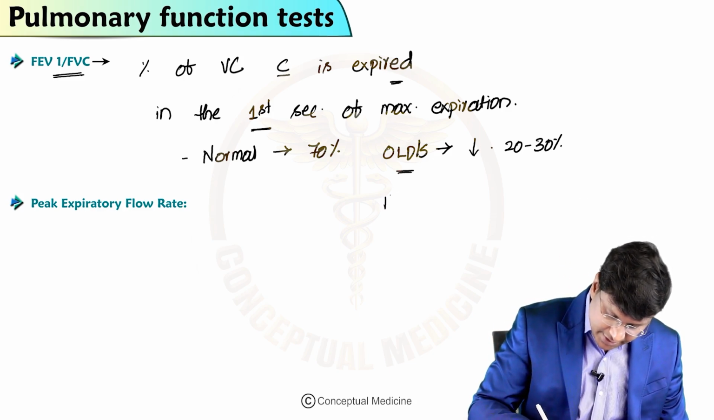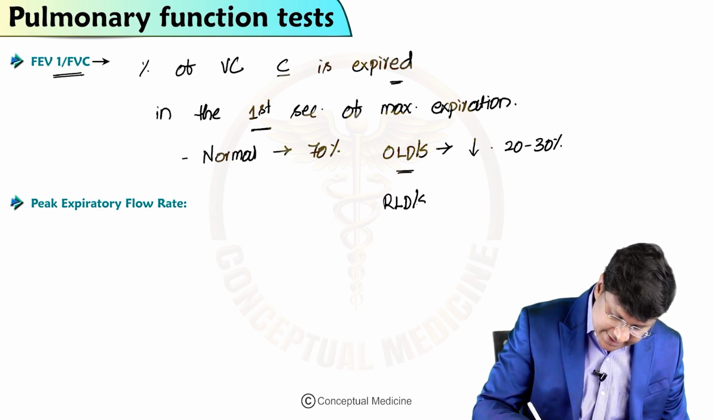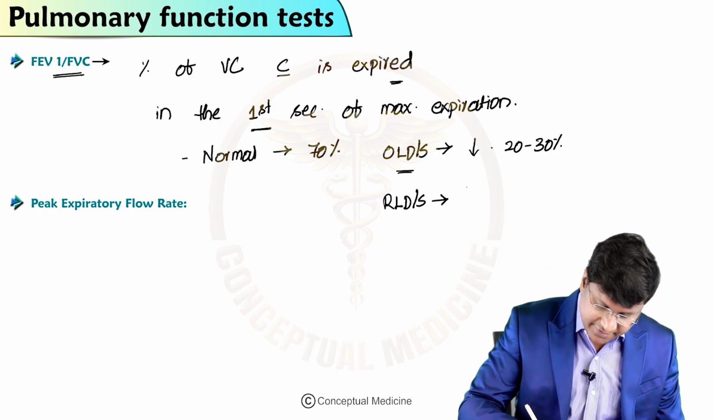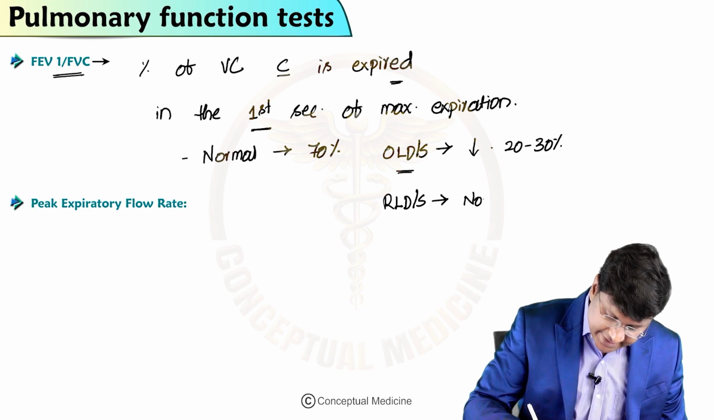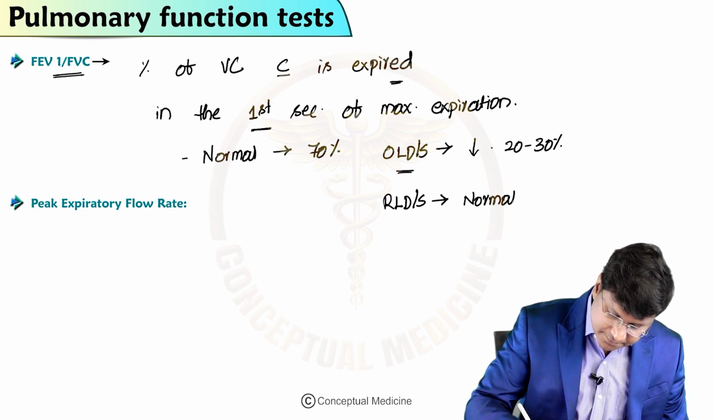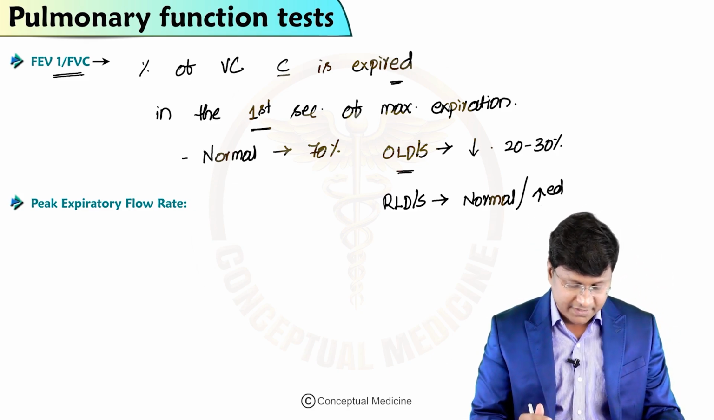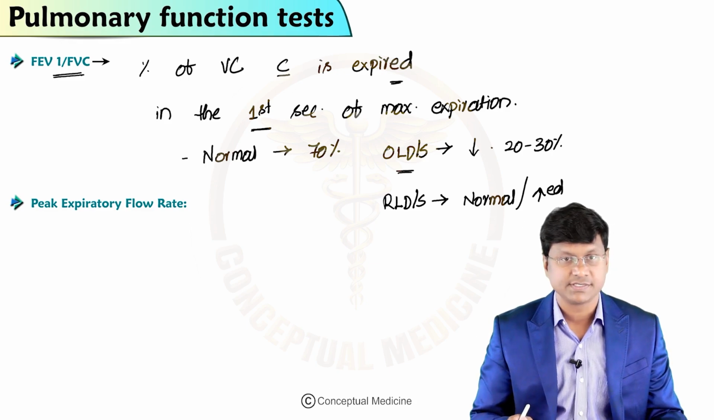Then you see in patients with restrictive lung diseases, the FEV₁ by FVC is either normal or increased. That is what is your FEV₁ by FVC in restrictive lung diseases.